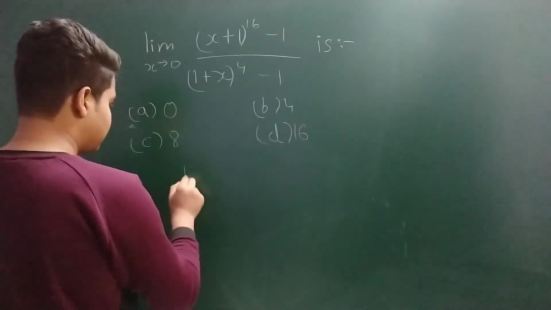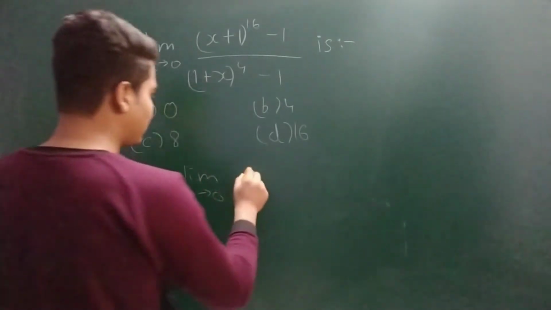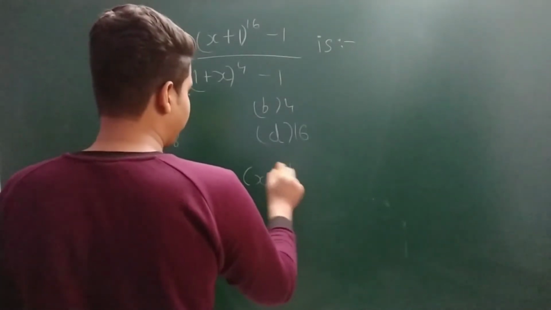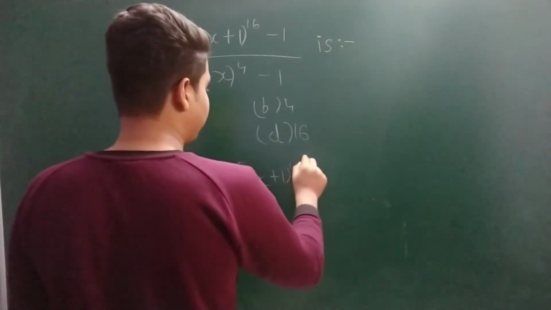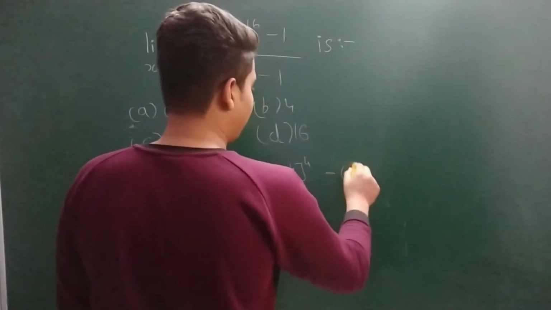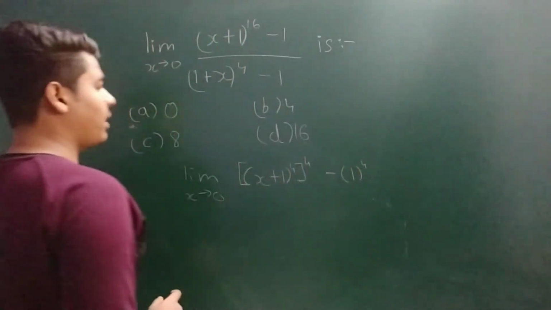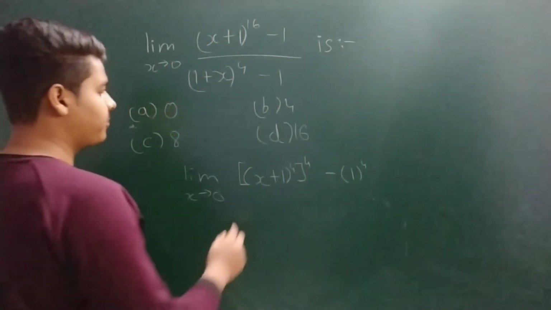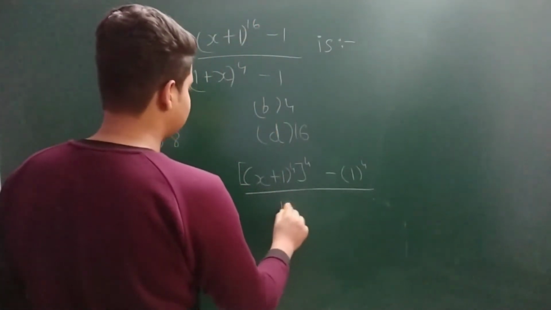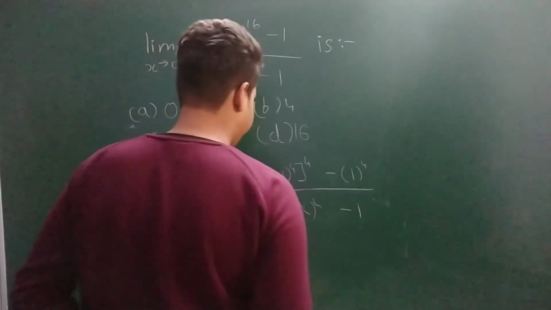So I can write this as limit x tends to 0 of (x plus 1) to the power 16, which can be written as ((x plus 1) to the power 4) to the power 4, and minus 1 can be written as minus 1 to the power 4, and the denominator is (1 plus x) to the power 4 minus 1.